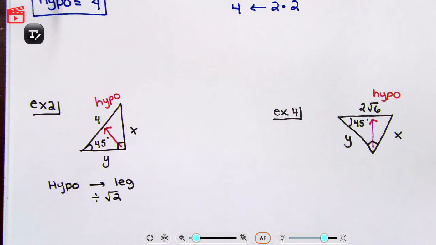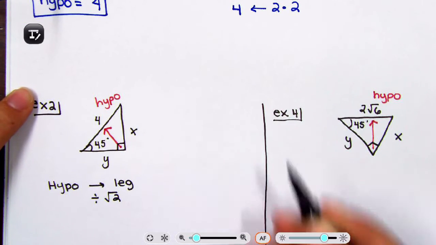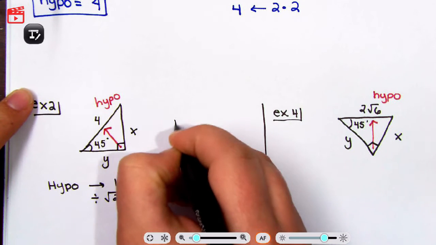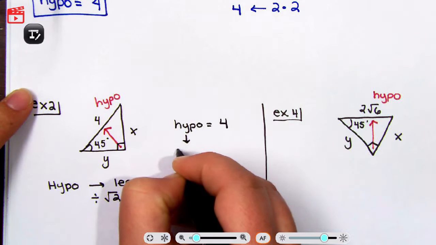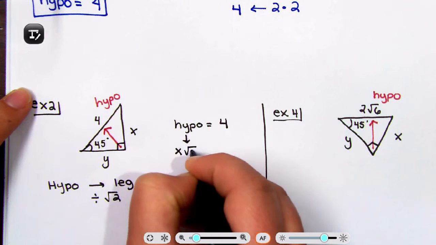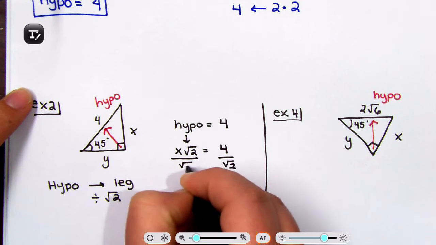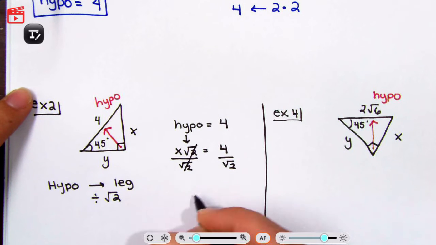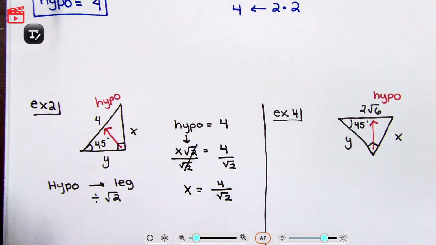You're going to undo that, kind of what we did in the previous example where we set up that equation. So your hypotenuse, I'm just going to section this out here. Your hypotenuse is equal to 4. But we know that the hypotenuse is equal to x root 2. So I'm going to divide by root 2 both sides. My root 2's cancel here. So I have 4 divided by root 2 as my potential answer.